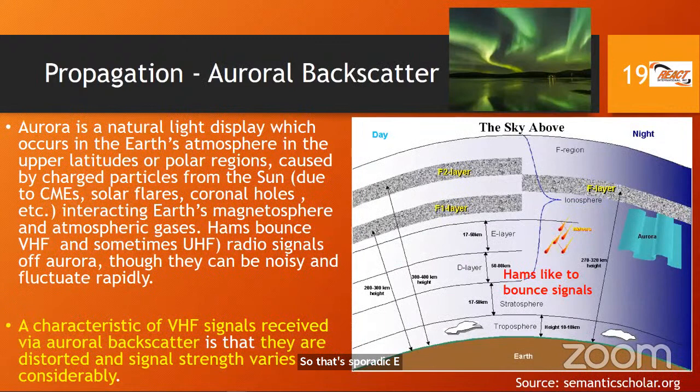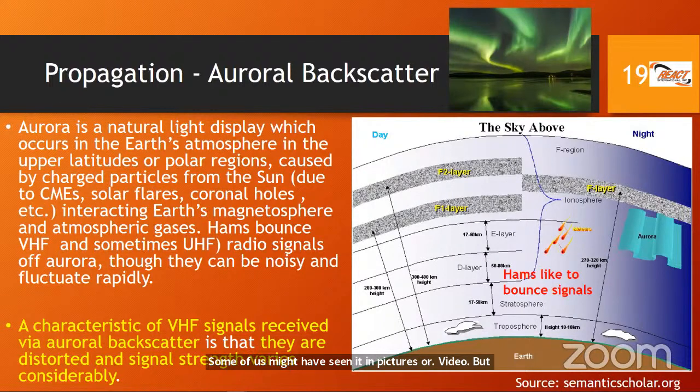So again, we say that hams, we love to bounce our signals off of any and everything really that we can legitimately do. So believe it or not, another object, if you want to call it that, that is used to bounce radio frequency signals off of is the aurora. So some of us may be familiar with aurora. Some of us might have seen it live. Some of us might have seen it in pictures or video.